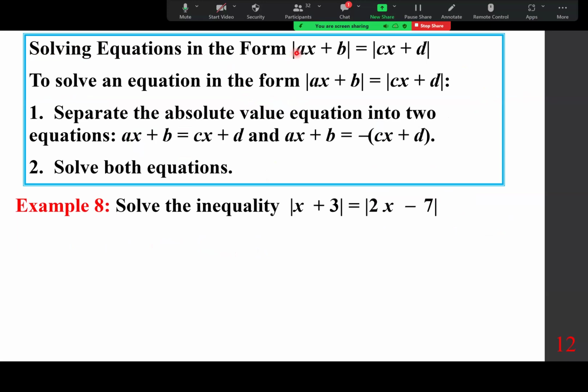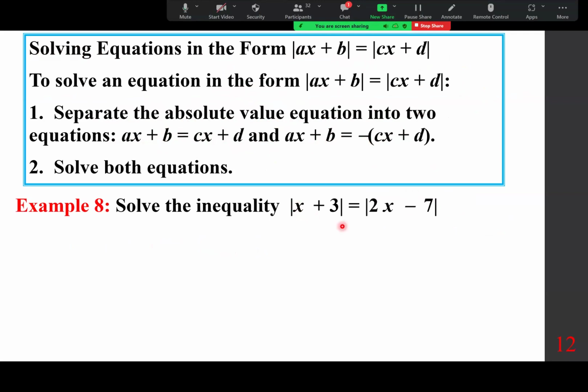Solving equations in the form of absolute value of x plus b equals absolute value of cx plus d. To solve an equation in this format, separate the absolute value equation into two equations as follows. Drop the absolute value. And the second one, drop the absolute value and put a negative sign in front of one side, not both. Any of them will do the job. And of course, solve both equations.